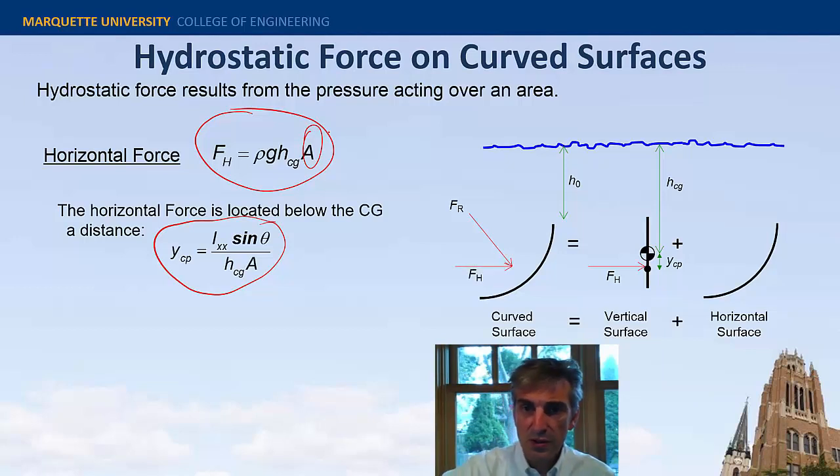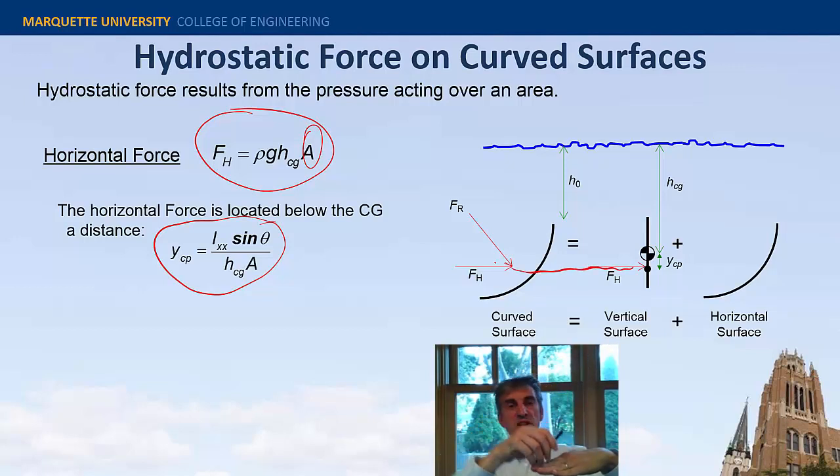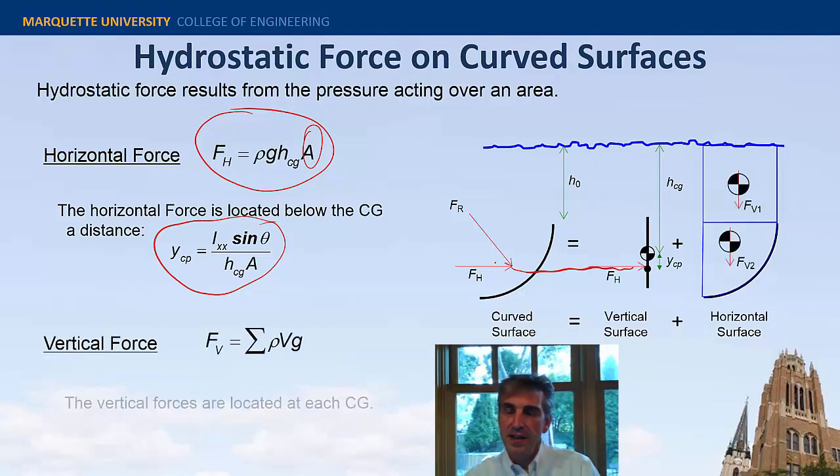This horizontal force can just be translated over, and that would be the location of the horizontal force, which fixes the location of the resultant vector. The vertical forces are simply the weight of the plate, so you would calculate the weight of each one of those volumes, or you could break it up into as many volumes as you need.